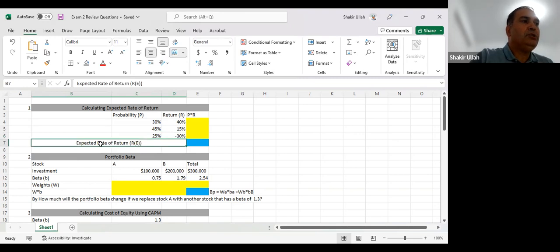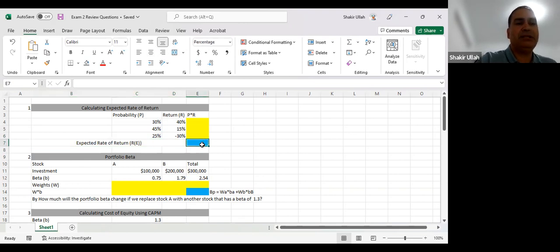The question would ask you to calculate the expected rate of return. So what would you expect when we combine these different scenarios? You will be calculating only the expected rate of return, but in order to do that, I have highlighted the required thing here in blue. But in order to do this, you will have to calculate these yellow cells as well.